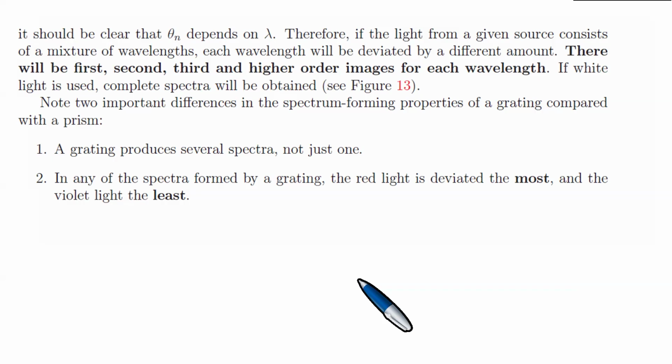We are moving on to take up these questions very fast. If this is the case, what are we able to say here? If white light is used, complete spectra will be obtained, as in figure 13. Note two important differences in the spectrum forming properties of a grating compared with a prism.